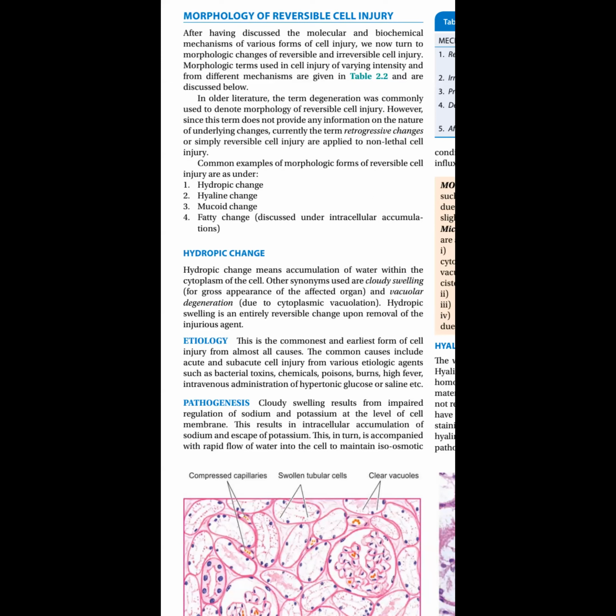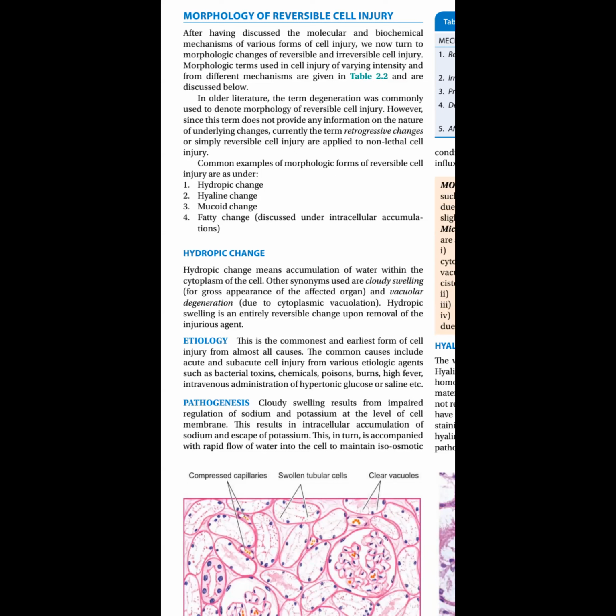The first is hydropic change. This is the commonest change we have all seen. For example, if we get a normal burn while cooking something, what is the first reaction we see in our cells? There is an accumulation of water over there. We'll see some blisters, a minute water accumulation in our skin. That is the first structural change happening after cell injury.